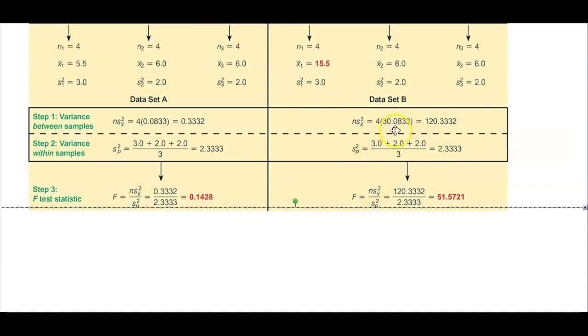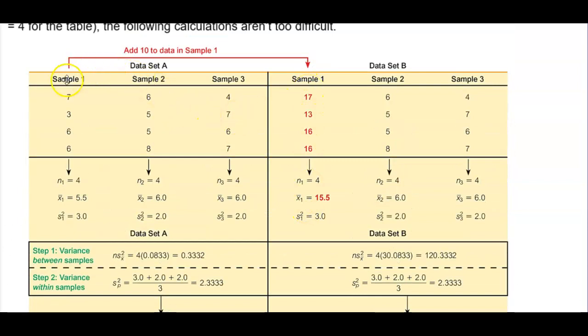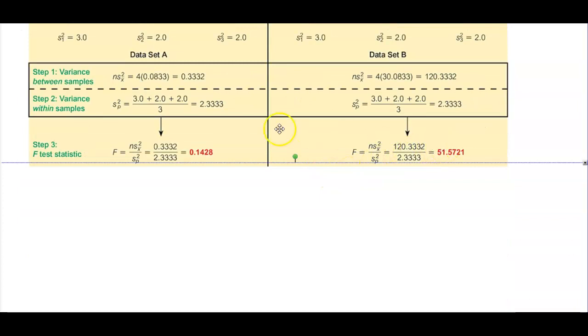Now over here, if we take the sample variance for dataset B that's between the samples, and then divide that by the variance within the samples, 120.3333 divided by 2.333 gives us 51.5721. You can see how much the F test statistic changes according to this sample. So you can see here that sample 1, when we added 10 to each of those, that F test statistic changed quite a bit.